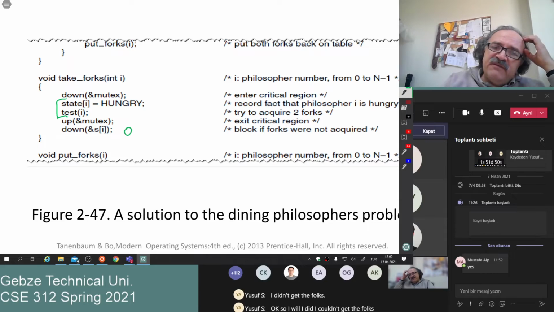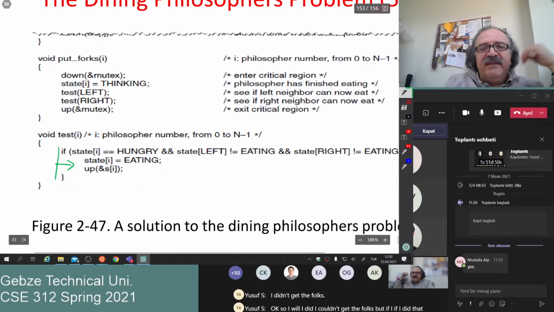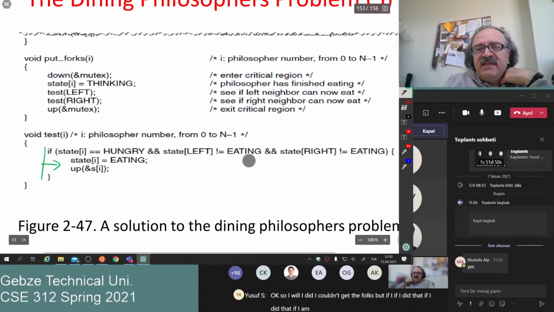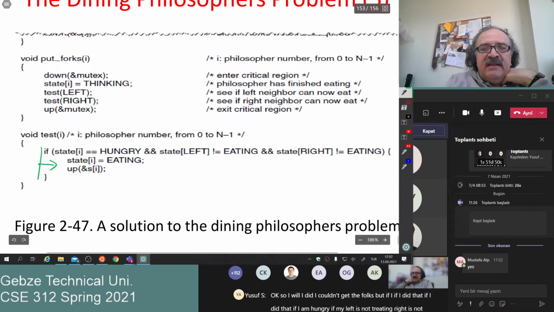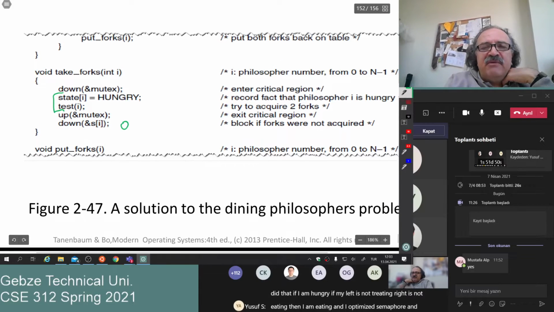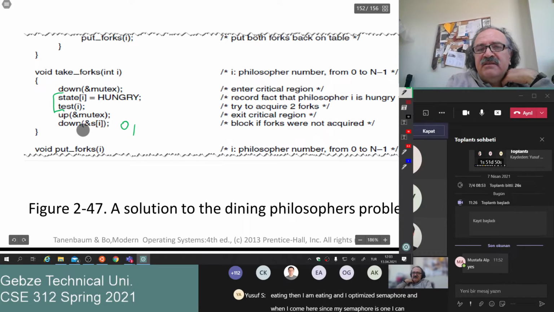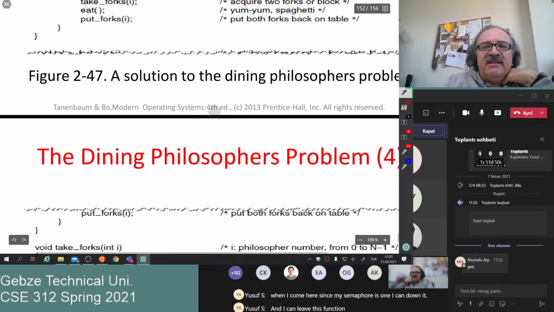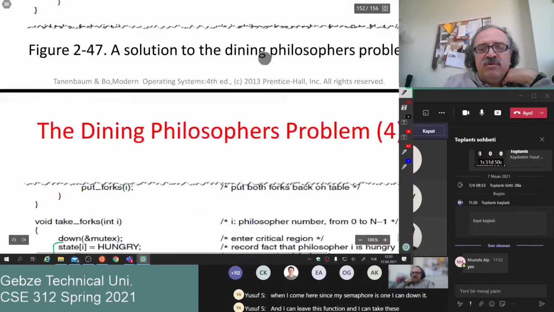But if I am hungry, if my left is not eating, right is not eating, then I am eating, and I up my semaphore. And when I come here, since my semaphore is 1, I can down it, and I can leave this function, and I can take these forks, and I can continue eating.